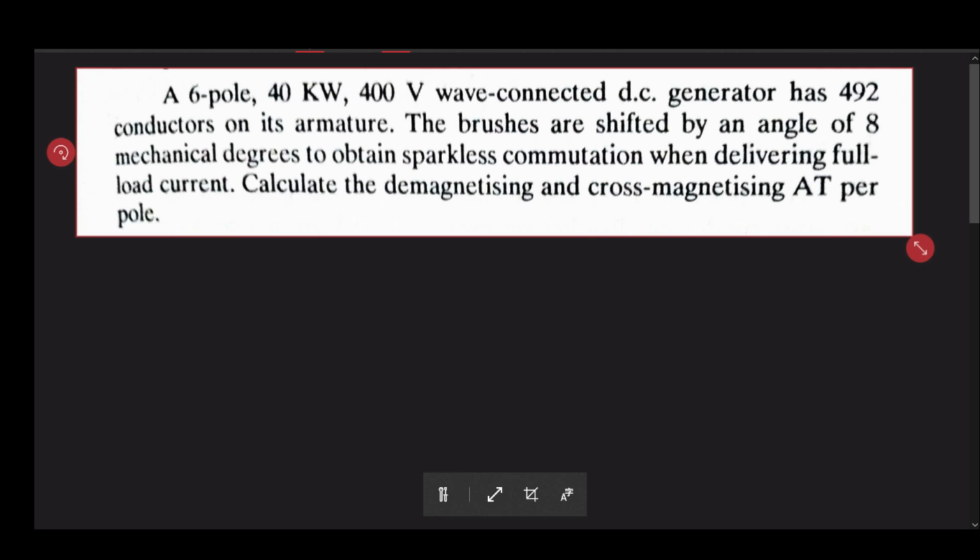So a 6-pole 40 kilowatt 400 volt wave connected DC generator has 492 conductors on the armature. The brushes are shifted by an angle of 8 mechanical degrees to obtain sparkless commutation. When delivering full load current, calculate the demagnetizing and cross magnetizing ampere turns. So first you can find out the full load current.